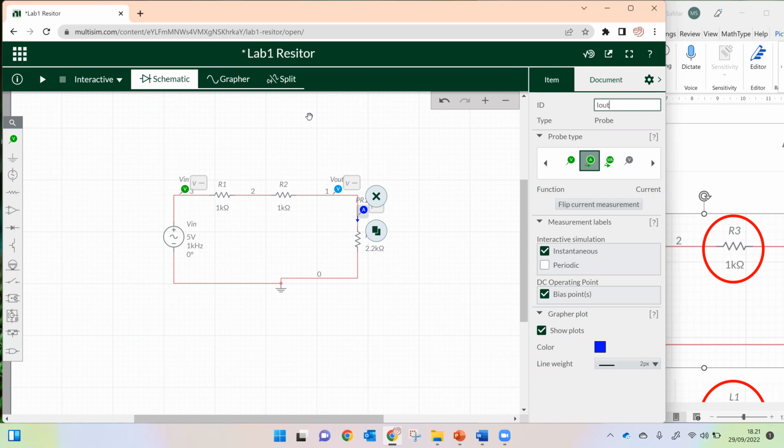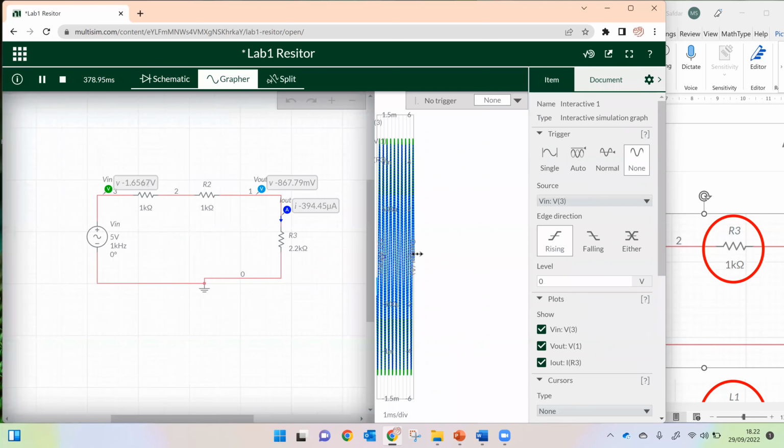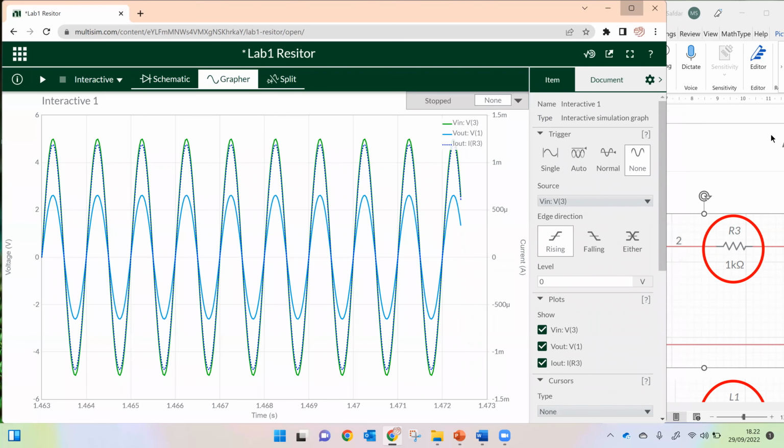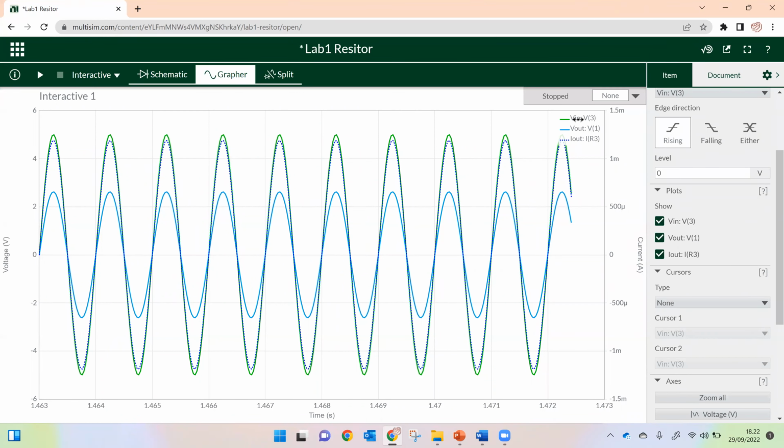Then run it from here and go to the grapher. You will get this grapher. We have V input in green, V output in blue, and I output dotted. For the moment I don't need this I output. I'm interested in the output peak voltage. Just put your cursor on any peak, it's easy. For example, this is 2.615.